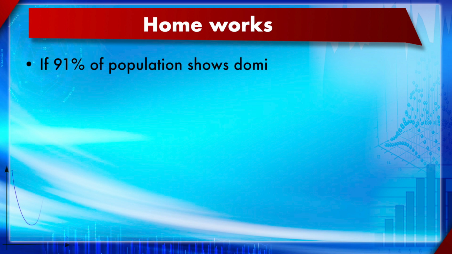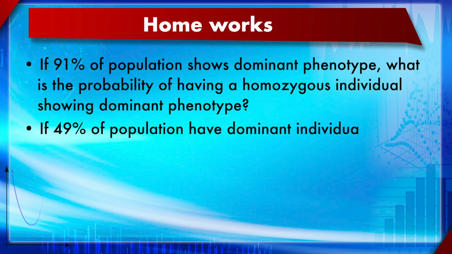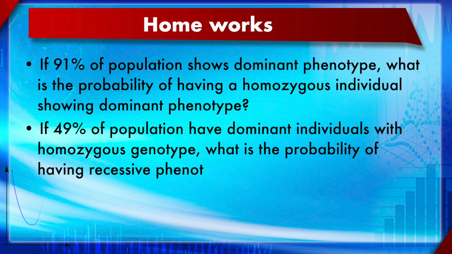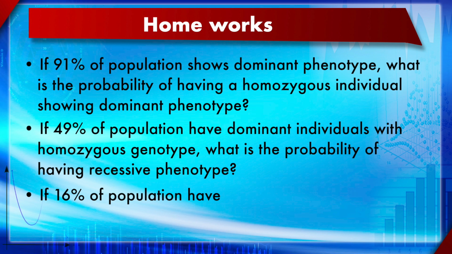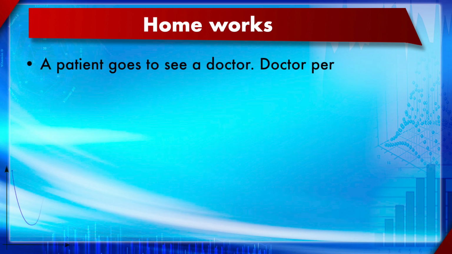The first problem here is that if 91% of the population shows dominant phenotype, what is the probability of having a homozygous individual showing dominant phenotype? Problem number 2. If 49% of population have dominant individuals with homozygous genotype, what is the probability of having a recessive phenotype? Assignment number 3. If 16% of population have recessive phenotype, what is the probability of having a heterozygous or heterogeneous individual?